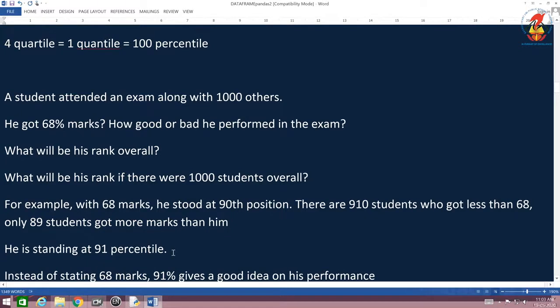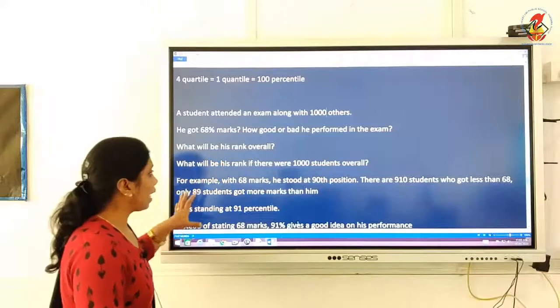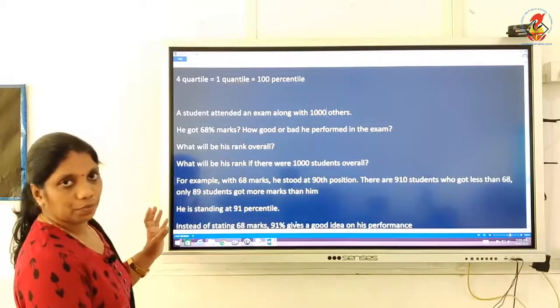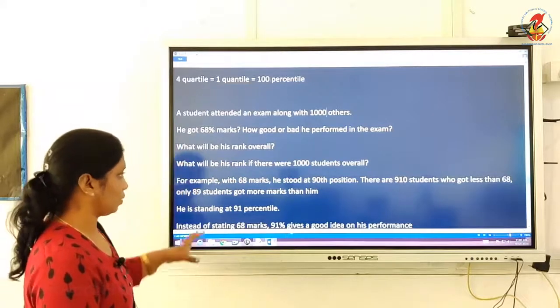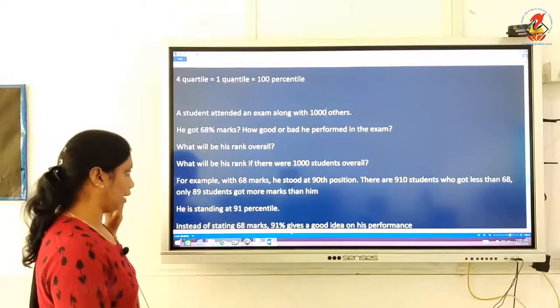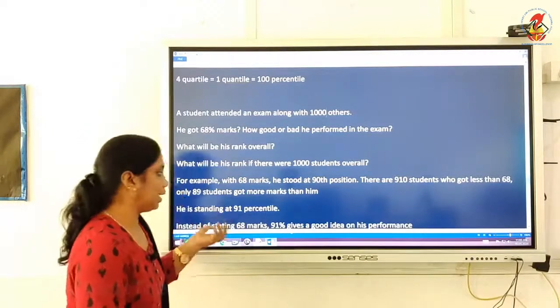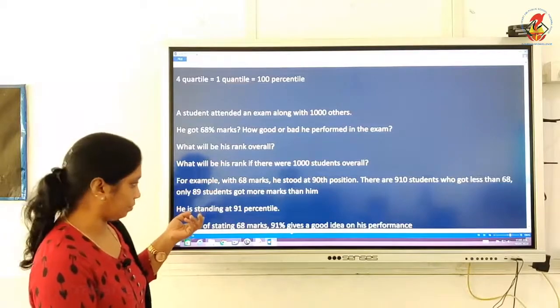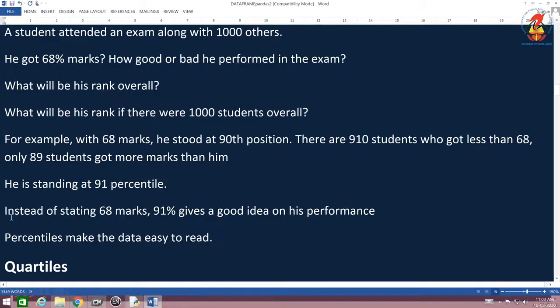That means instead of stating 68 marks, 91% gives a good idea of his performance. Now this is exactly what quantile is doing. If you can understand this section, you will understand what quantile is doing, but calculating it is a little difficult. Still, we will go through one example. Percentiles make the data easy to read. If you cannot explain it in any other manner, this is the best example with which you can explain it.